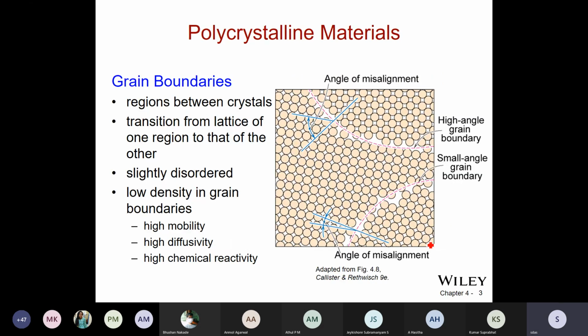So here you can see better. The crystallographic planes in this grain are oriented in a particular fashion in this material. However, in this other grain, the planes are oriented in a slightly different fashion, but they have the same crystal structure.